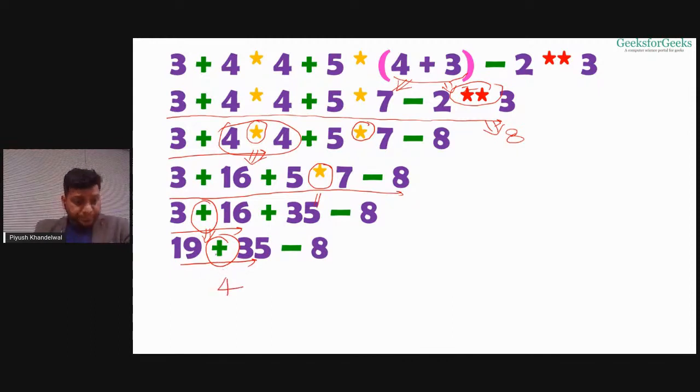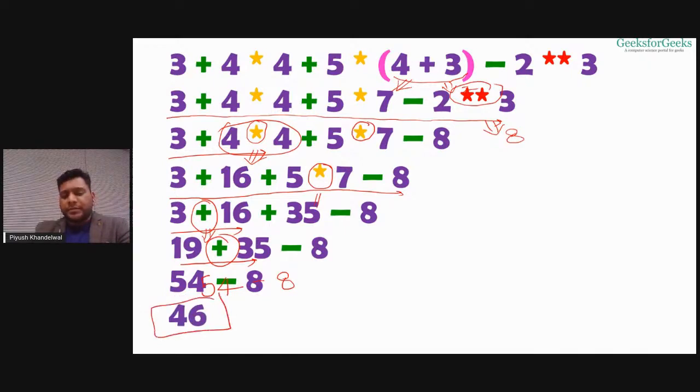So we have 19 plus 35, that is 54. We have 54 over here, right? Minus 8. And then when we have 54 minus 8, we have only one operation. It will be done. We have the answer 46 with us.